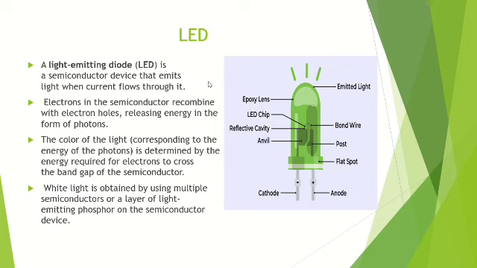LED means a light emitting diode, a semiconductor device that emits light when current flows through it. Electrons in the semiconductor recombine with electron holes, releasing energy in the form of photons. The color of the light is determined by the energy required for electrons to cross the band gap of the semiconductor. This is the diagram of the LED, with the parts of the LED also mentioned. Then go to the next slide.